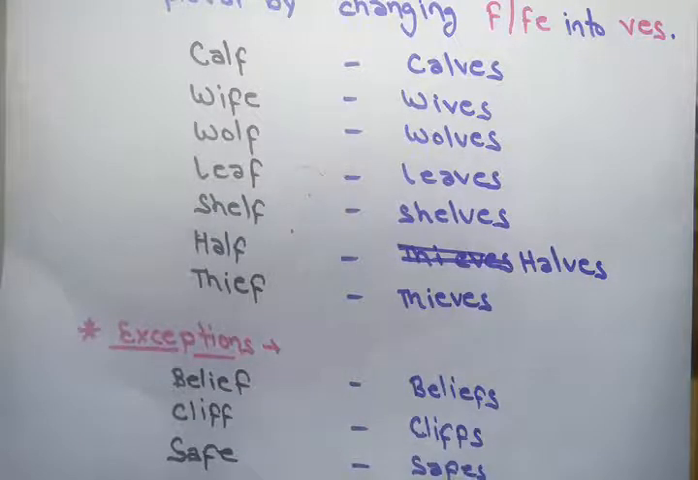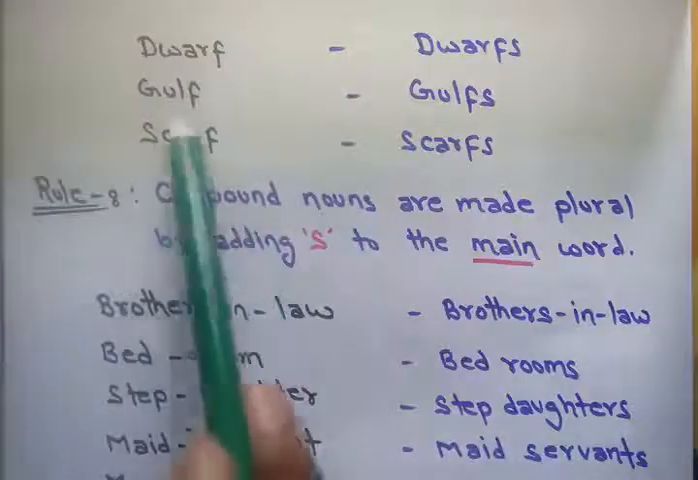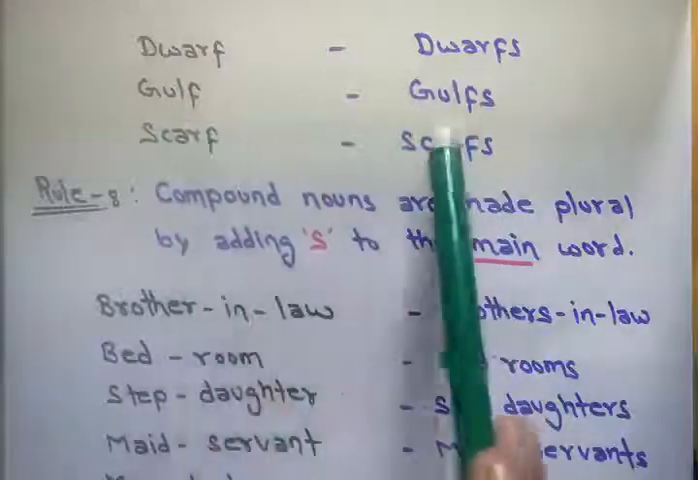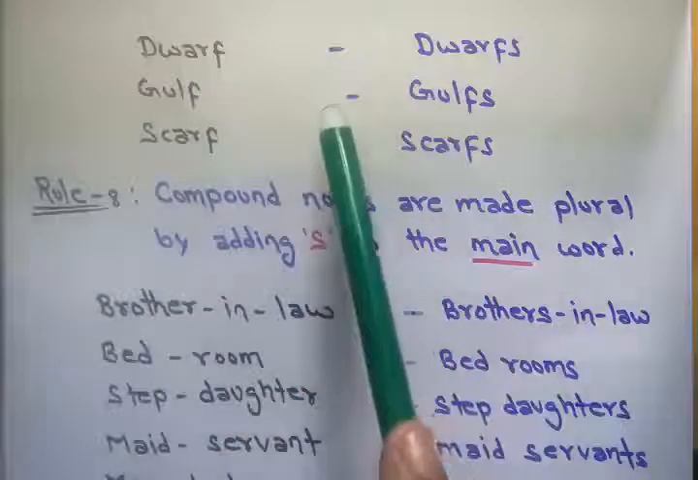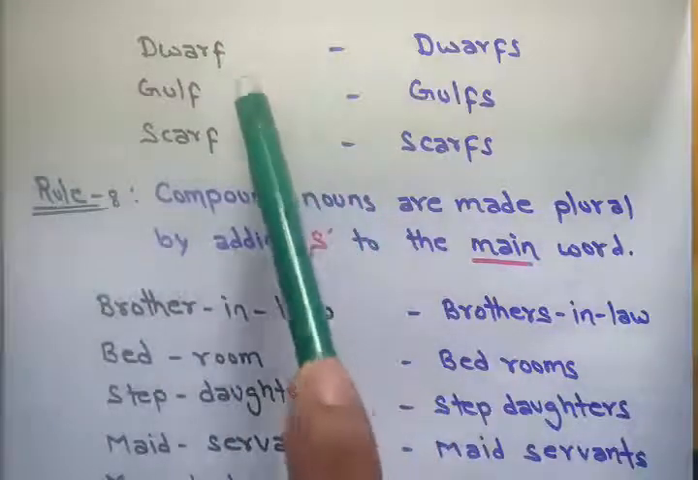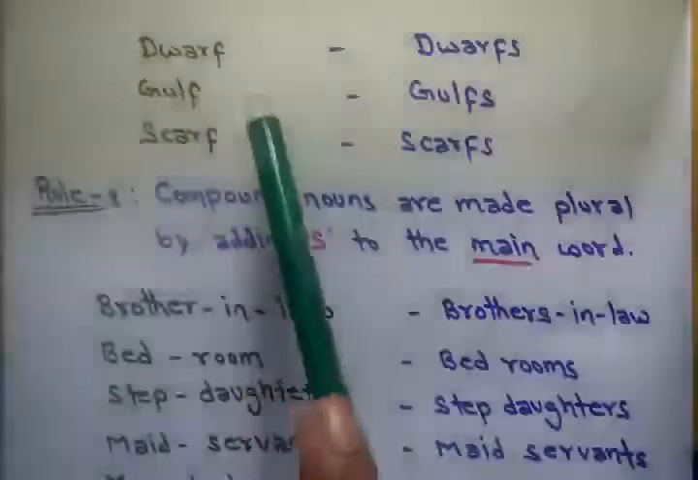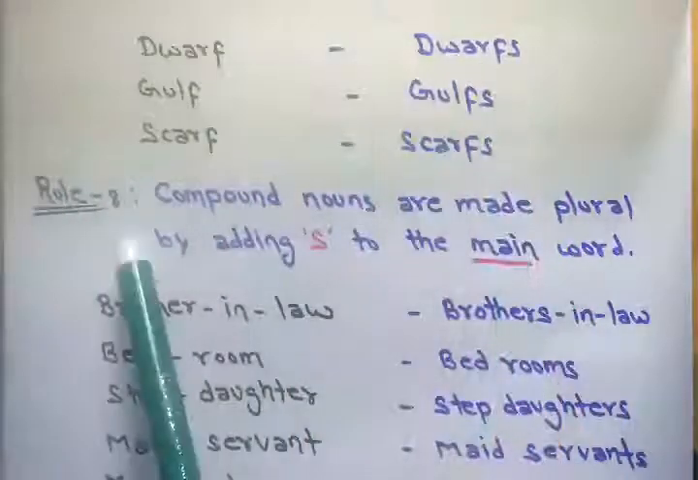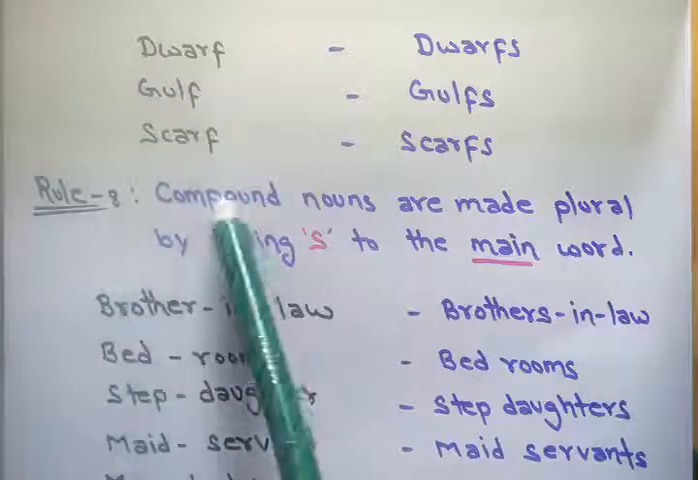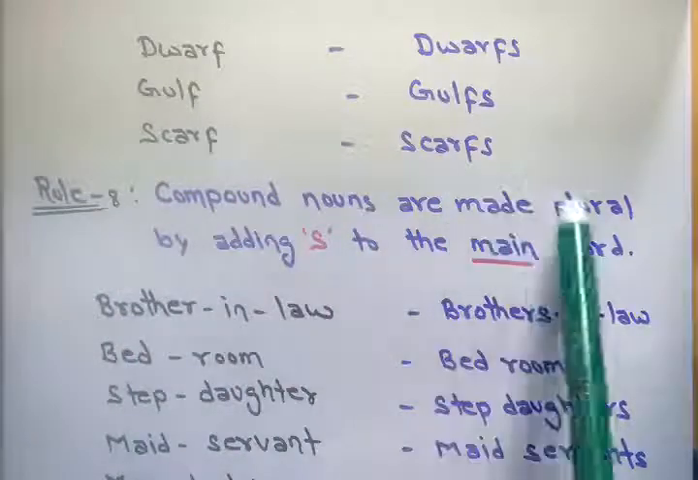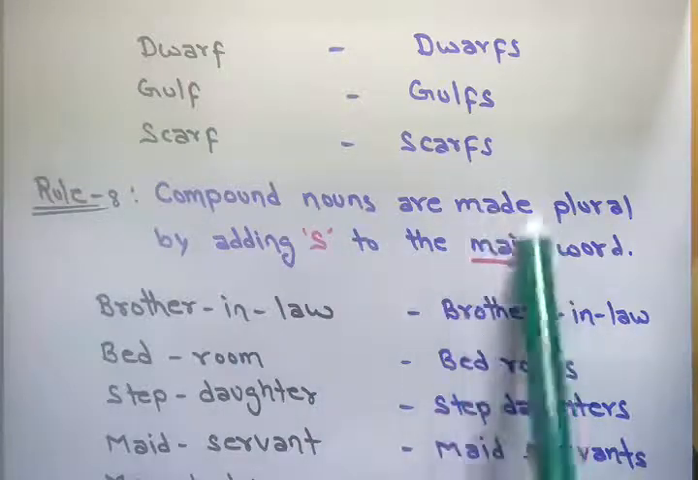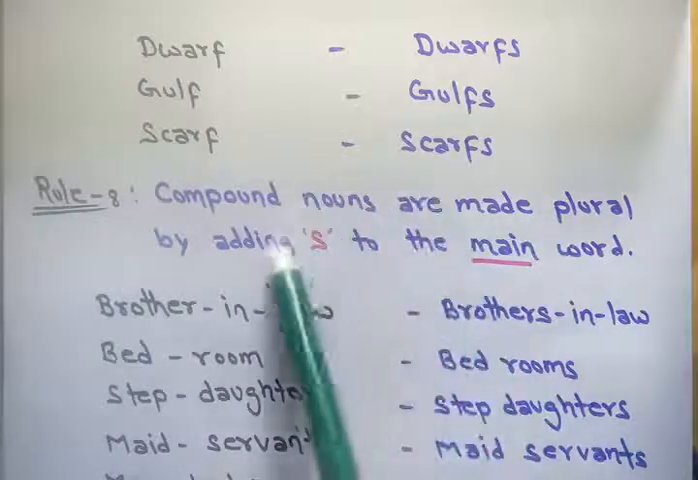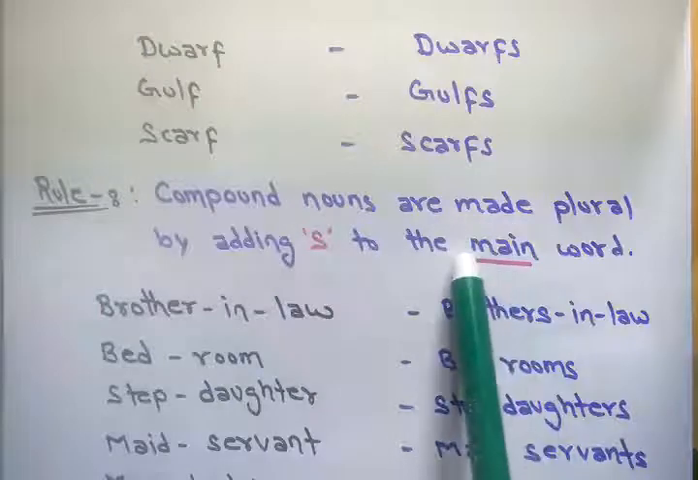And another, next page: dwarf, dwarfs. Gulf, gulfs. Scarf, scarfs. So these are some exceptions, after f use s. Rule number 8: compound nouns are made plural by adding s to the main word.